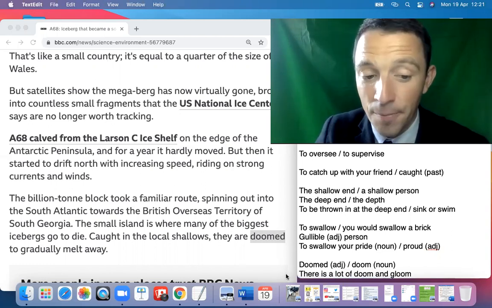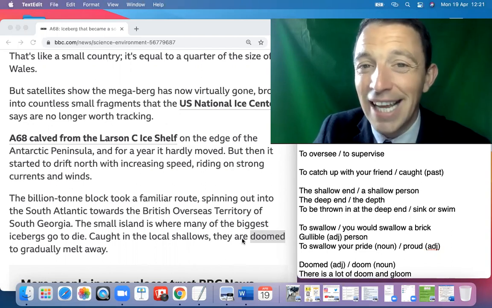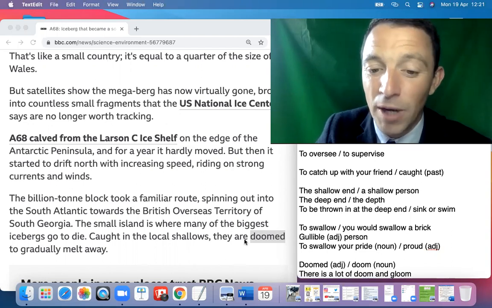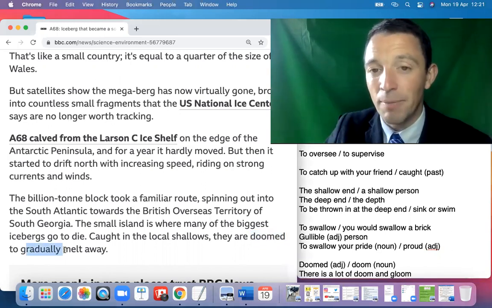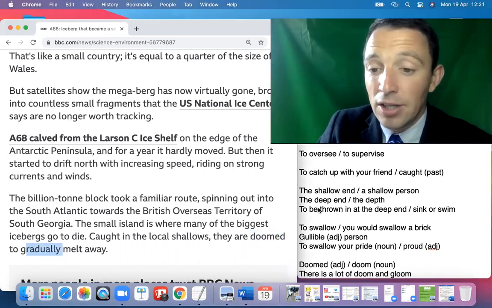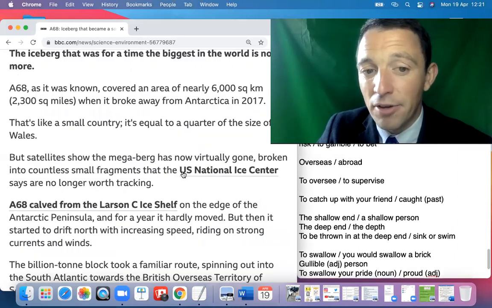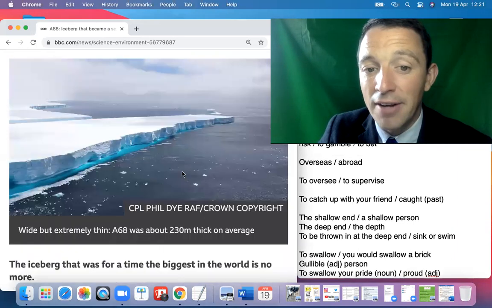Okay. So here they are doomed. So it means inevitable in a negative situation. It is inevitable to gradually or slowly disappear or to melt away. Good. So that's just one paragraph, a few paragraphs in relation to the article.